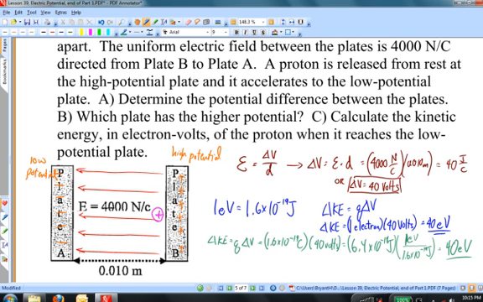There are several things that they didn't ask me in this problem that I would have to work in joules if I wanted to know. For instance, they might ask me, once the proton reaches plate A, how fast will it be moving?